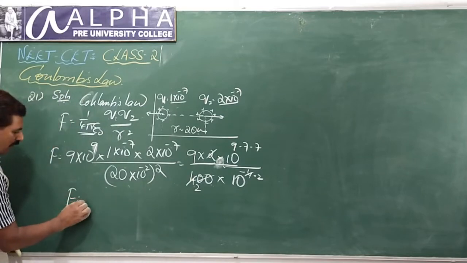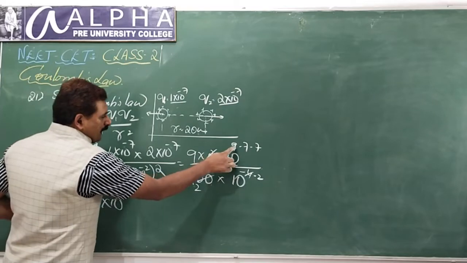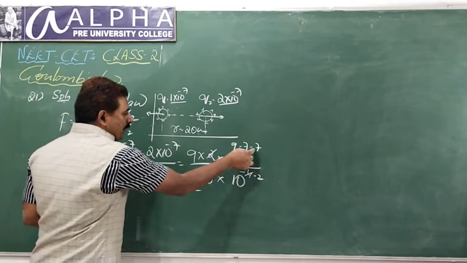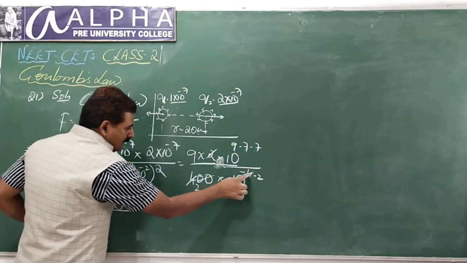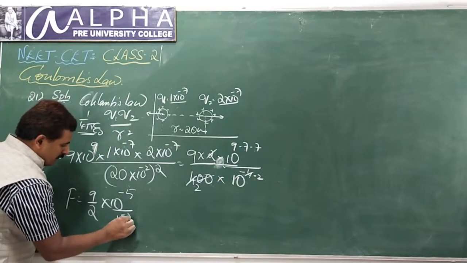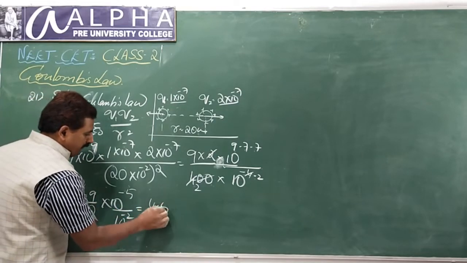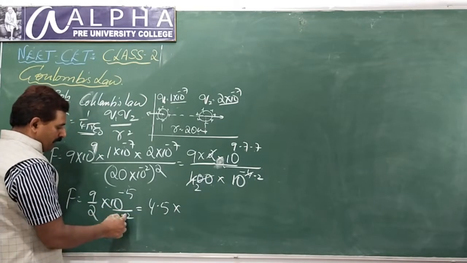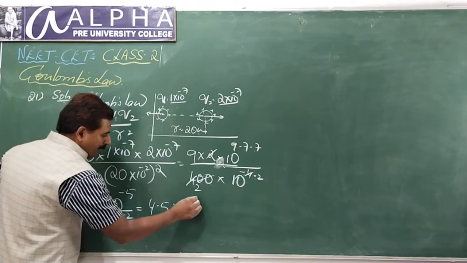F equals 9 by 2, 9 by 2, 10 to the power, this 9 minus 7 plus 2, plus 2 minus 7 is minus 5, divided by, this minus 4 has become minus 2, comes to the numerator. What is 9 by 2? 4.5. 9 by 2 is 4.5. Comes to the numerator, plus 2 minus 5 is minus 3.